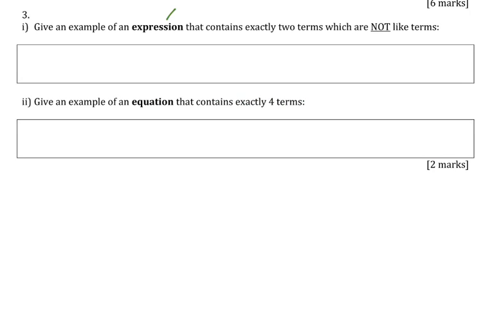Okay, let's move on. So, give an example of an expression that contains exactly 2 terms. These terms are not like terms. So an expression, firstly, does not have an equal sign, and it's just some terms separated by addition signs. Okay? So expressions don't have the equal sign. So we have 1 plus x plus 3xy minus 2 brackets x plus 1y. Okay? So we have 4 terms here.